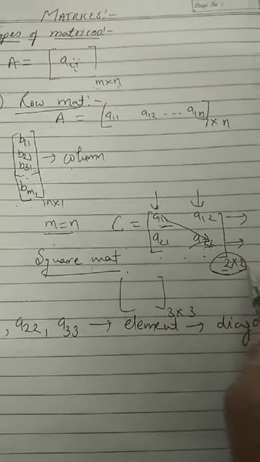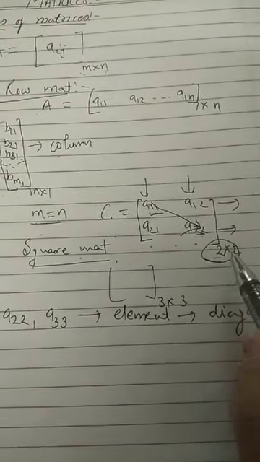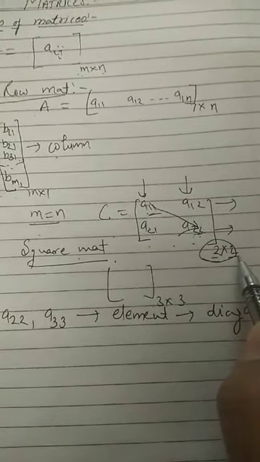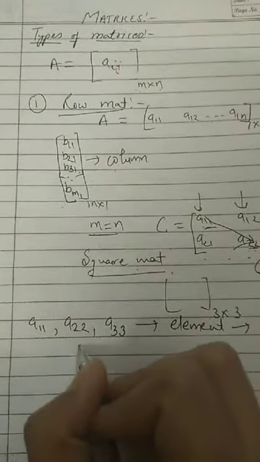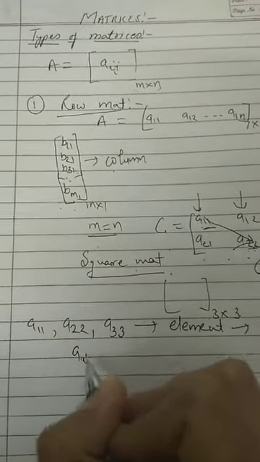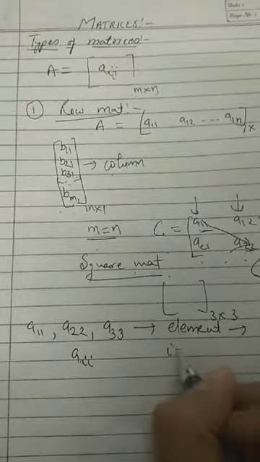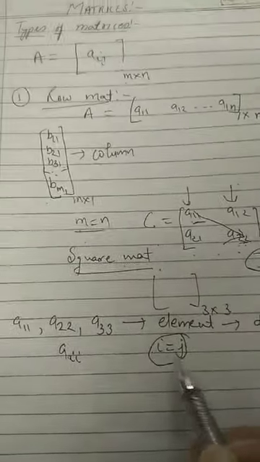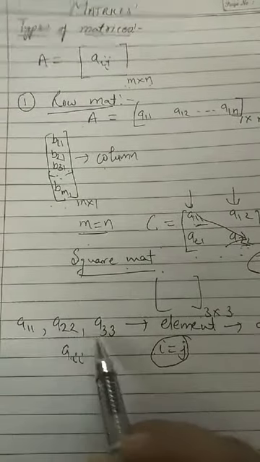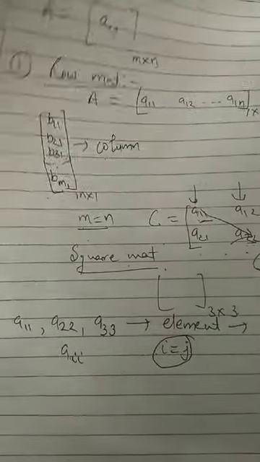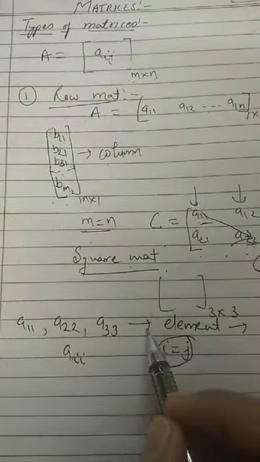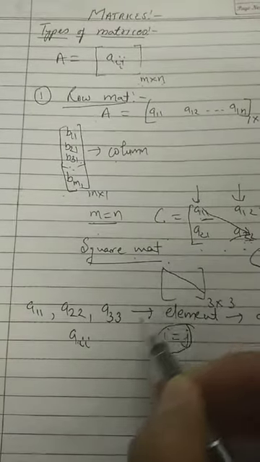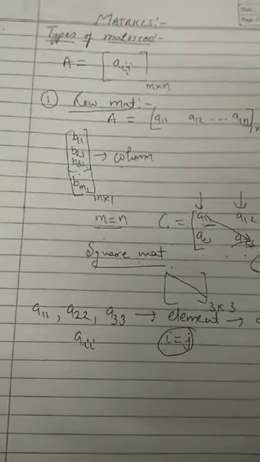This other side is not the diagonal of the square matrix; only this side is considered the diagonal. If a 3 by 3 matrix is there, then the a33 element will also be a diagonal element. So the diagonal elements are those where i equals j, that means 11, 22, 33, and if it is a 4 by 4 matrix, the next diagonal element will be a44. Remember this: we have only this one diagonal, and the other diagonal is not there in the square matrix.